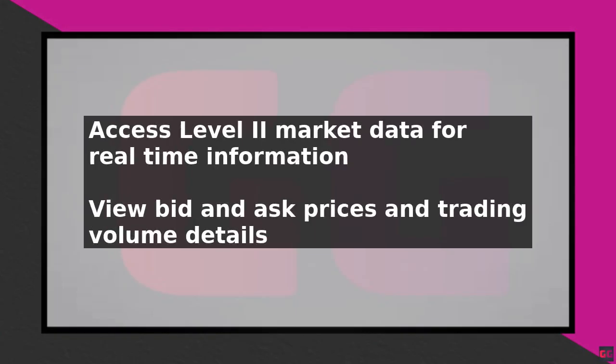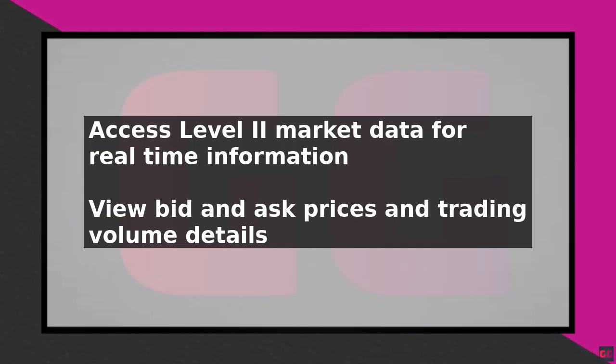The first feature of Robinhood Legend is the Level 2 market data. This provides users with real-time information about market activity, including bid and ask prices, trading volume, and order flow. To access this feature, navigate to the stock page of the company you are interested in and click on the Level 2 option.